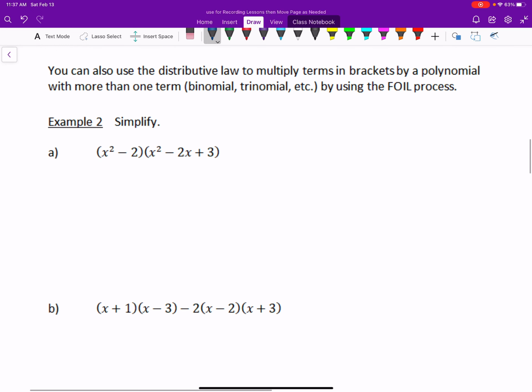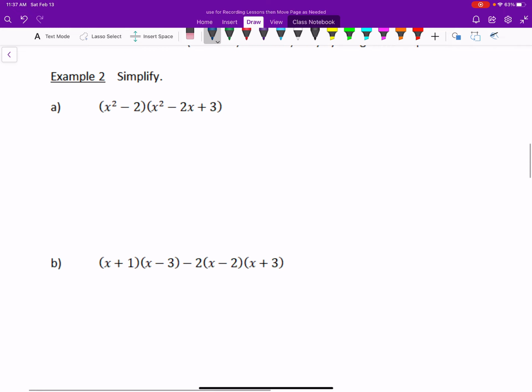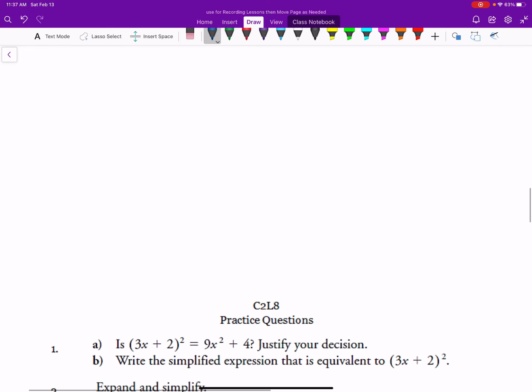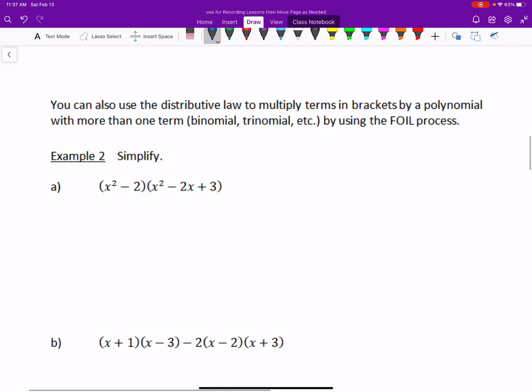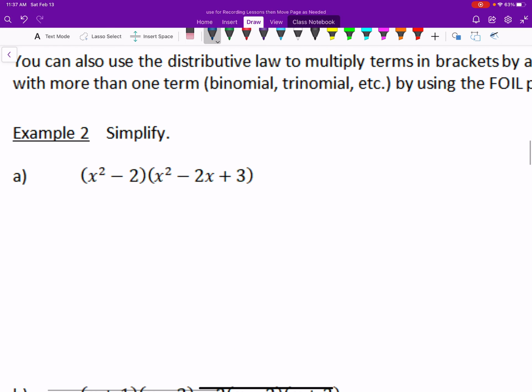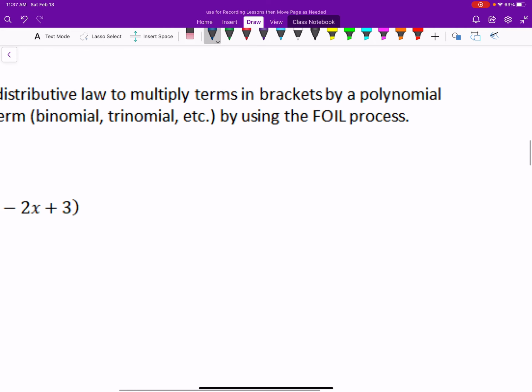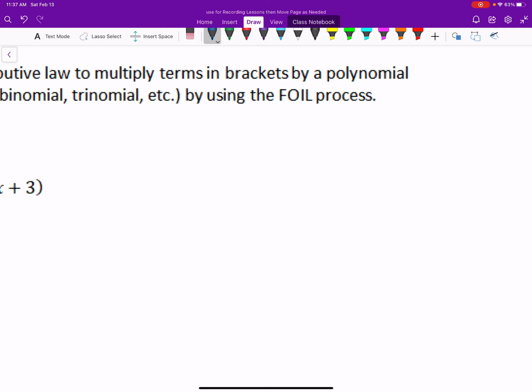You can also use the distributive law to multiply terms in brackets by a polynomial with more than one term, so a binomial, trinomial, etc., using a FOIL process. So, for example, we know how FOIL works, right? Let me just do a little rough thing over here. If I was doing FOIL, let's say I had A plus B times C plus D.